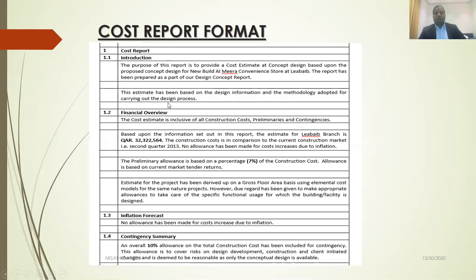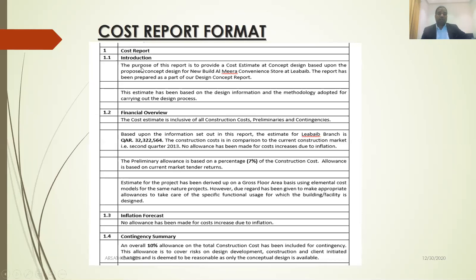Second, once you prepare a cost plan, you have to submit a cost report to your client. As a quantity surveyor, it is your main duty. You have to prepare a cost report. So I have just picked it up from one of the previous projects just for your understanding, rather than just putting the slide theoretically what it is. It is easy to understand from this report.